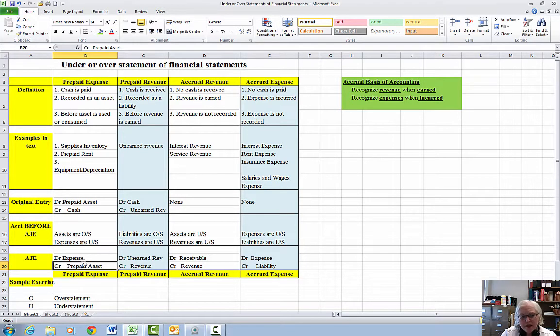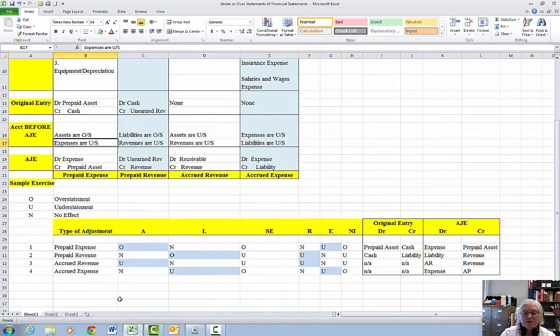If we do not make this adjusting entry, then on the financial statements at year end, the assets are overstated, which means they're too high, and the expenses are understated, which means they're too low. So let's apply some critical thinking skills to this. If our assets are overstated, so I'm going to do prepaid expense, the asset is overstated, and I'm going to show that the expense is understated. Okay, assets overstated, expense is understated. So now I can apply this to the rest of the financial statements.